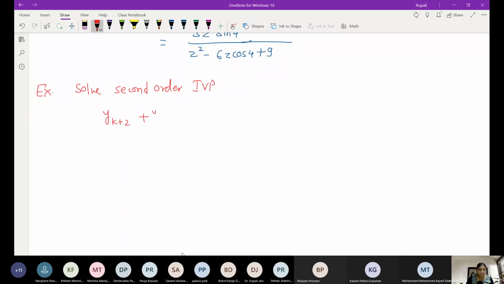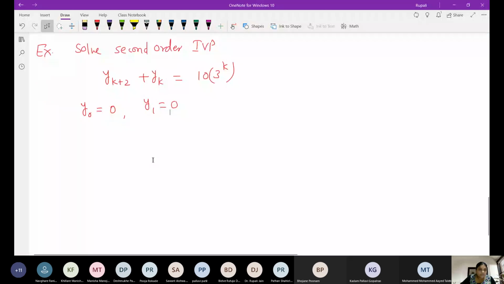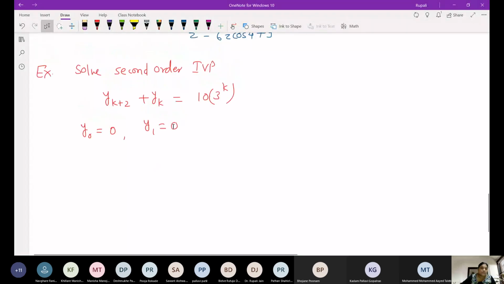y(k+2) plus y(k) is equal to 10 times 3 raised to k. Since it is second order, it will have two initial values, y0 and y1. Y0 is equal to 0 and y1 is also equal to 0. So we want to solve this second order initial value problem using Z transform.